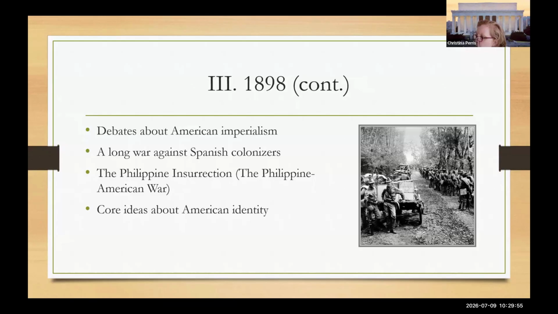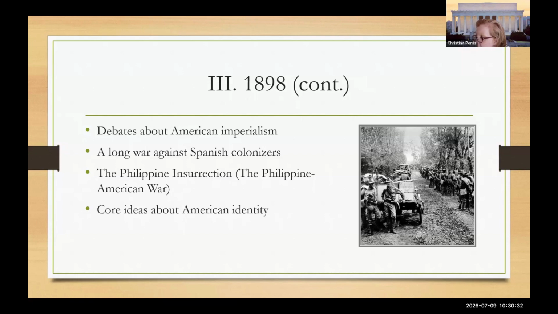A civilian administration with William H. Taft as the first governor general from 1901 to 1903 was established with military support. Although President Theodore Roosevelt declared the war to be over in 1902, resistance and occasional fighting continued into the second decade of the 20th century. Debates about American imperialism dominated headlines and tapped into core ideas about American identity and the proper role of the United States in the larger world.